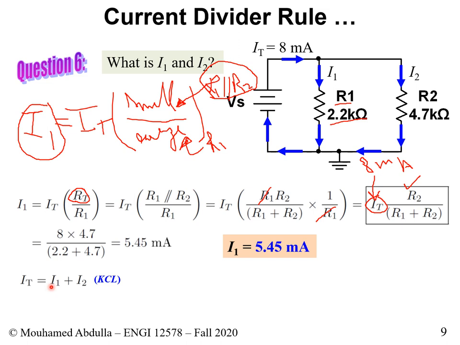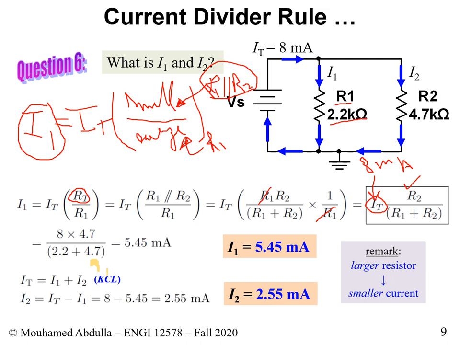Now we have I1, we have I total, and we have no idea what I2 is. So what we could do is isolate for I2. If we do that, I2 would equal the total minus I1. Plug in the values, 8 minus 5.45, and we get 2.55 milliamps. So now we really found this current and we found the other current. And that's pretty much it.